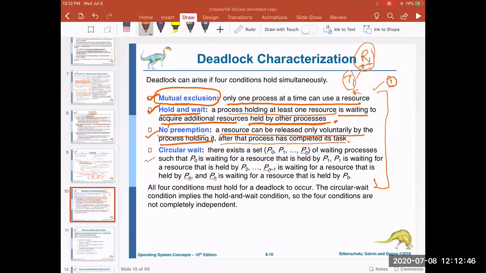Now the fourth condition. If you remember in the previous chapter, we discussed bounded time, like each process should be given a bounded time to actually get executed when we talk about synchronization.